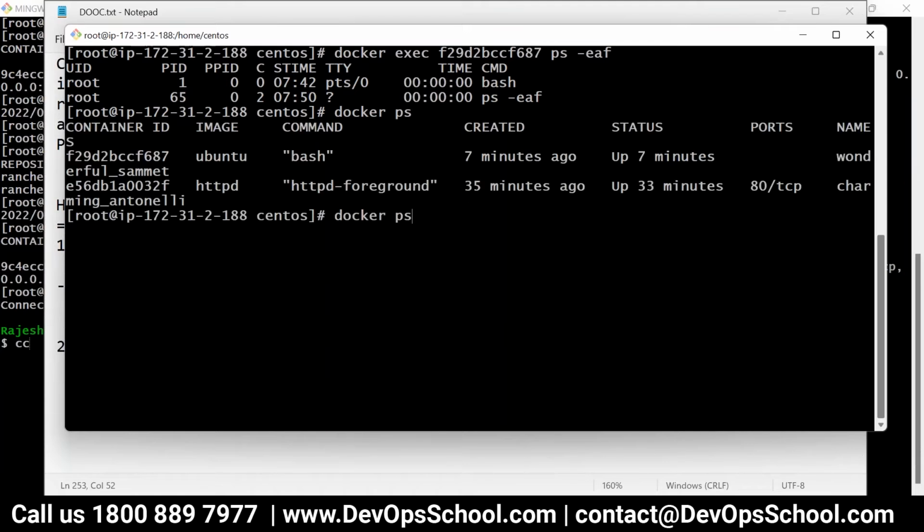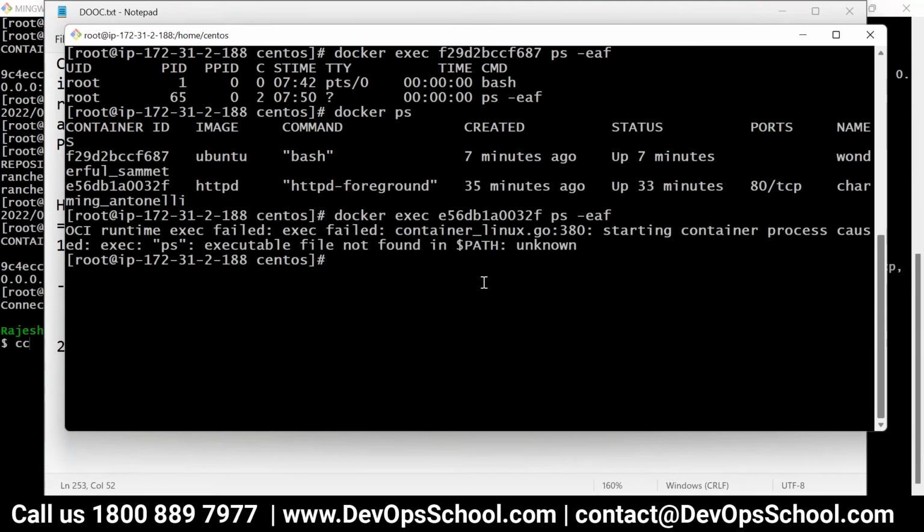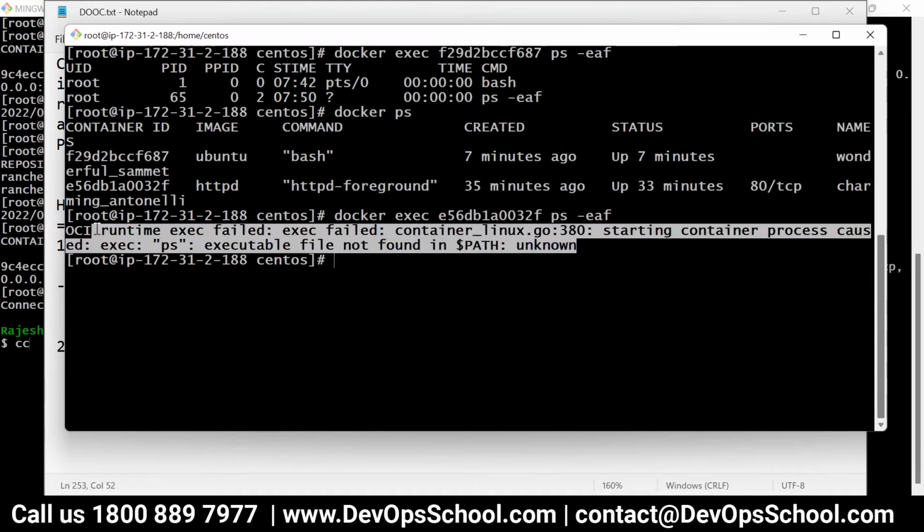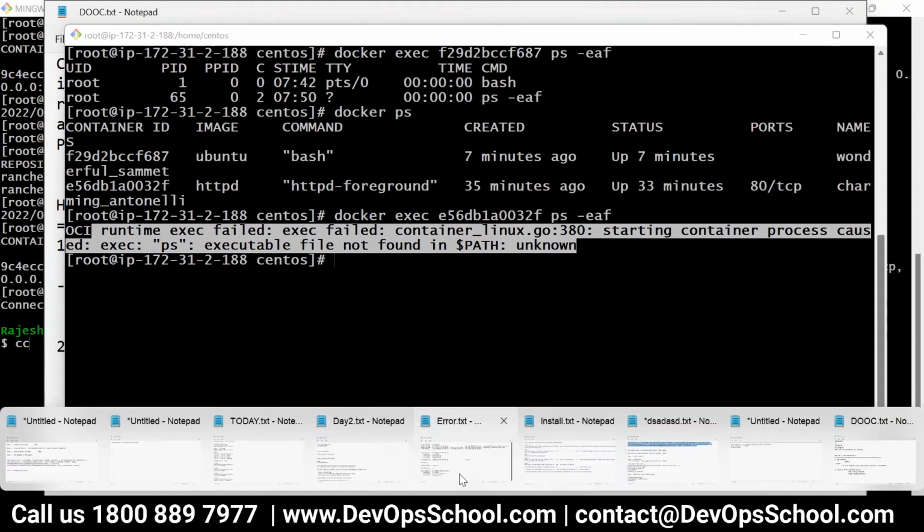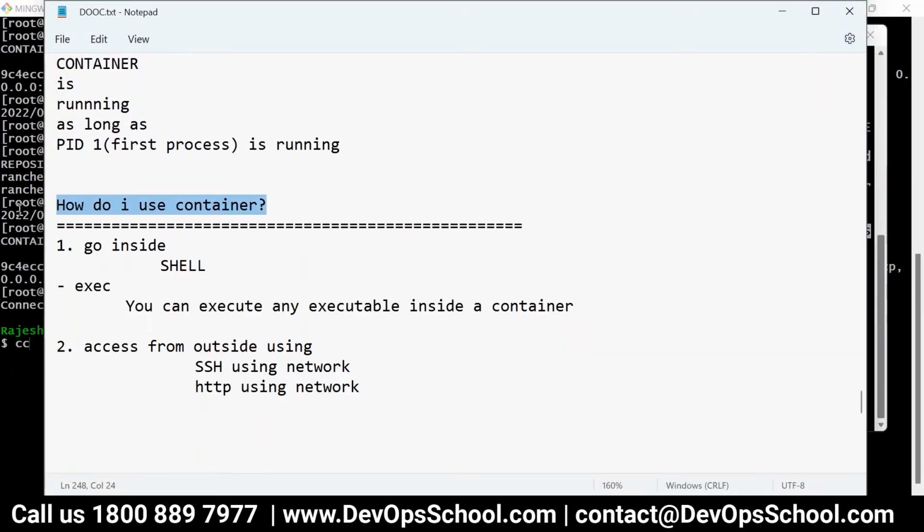And now I want to execute exec inside this container. What do you want to execute? ps -ea. See here, it's not executing. Why? Because this executable is not inside this HTTPD container, but in the Ubuntu container, it was there. So that's the reason it says, hey, the command which you are trying to run is not set in the path of the container. Make sense, guys, all of you? Yes. So now the question was how to go inside a container.